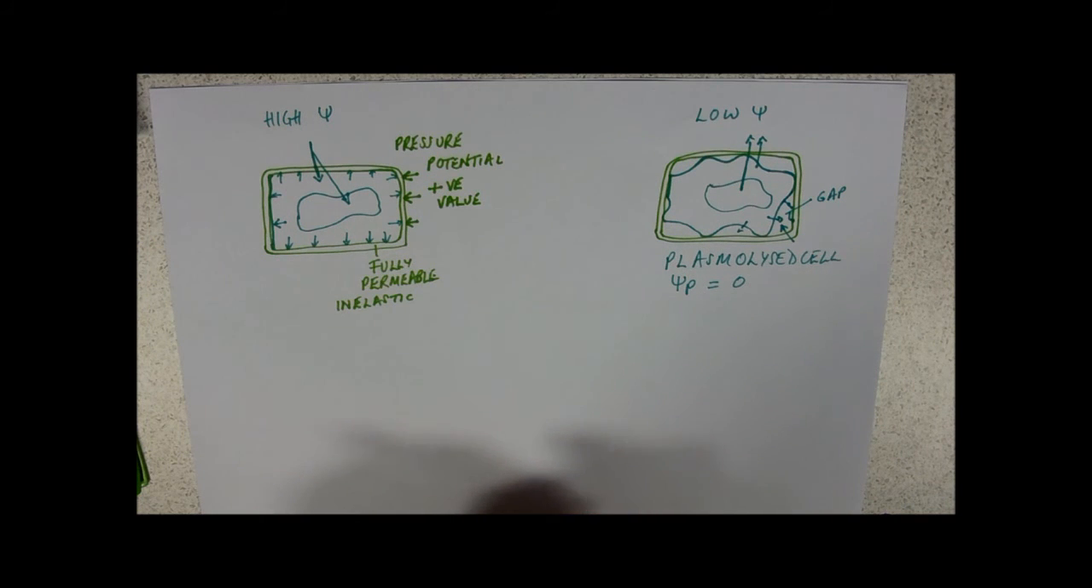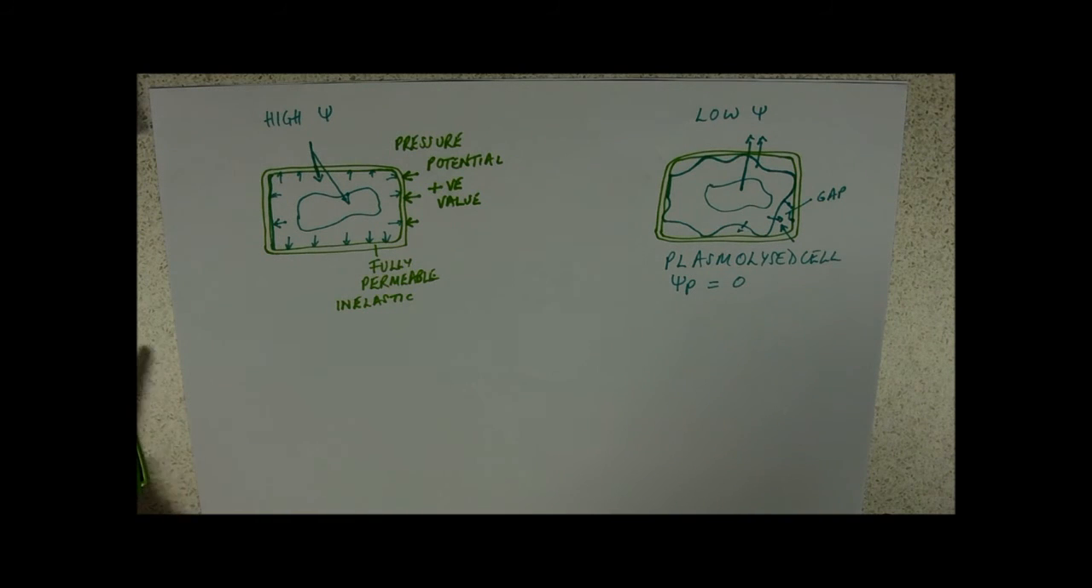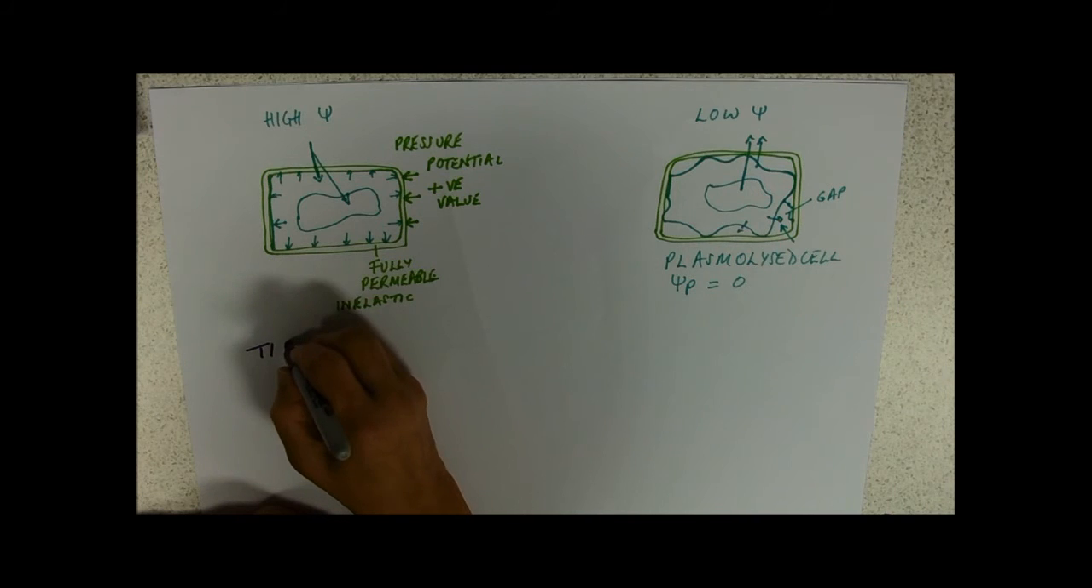Now there is a condition called incipient plasmolysis. So I said that we'd be talking about tissues. Pretty much every single cell in your body and every single cell in a plant has its own water potential, and it's around the average. So when we're talking about tissues, we're talking about the average water potential.